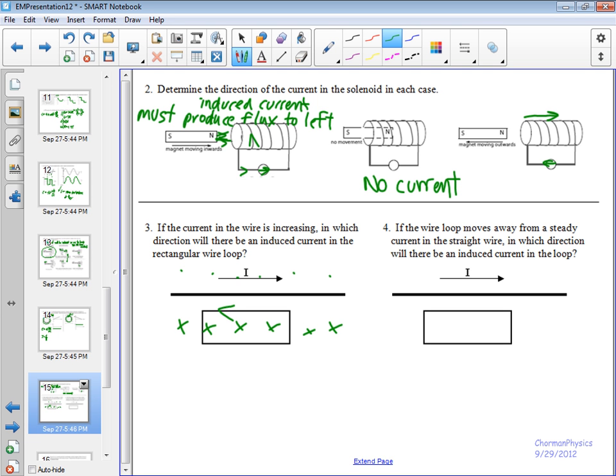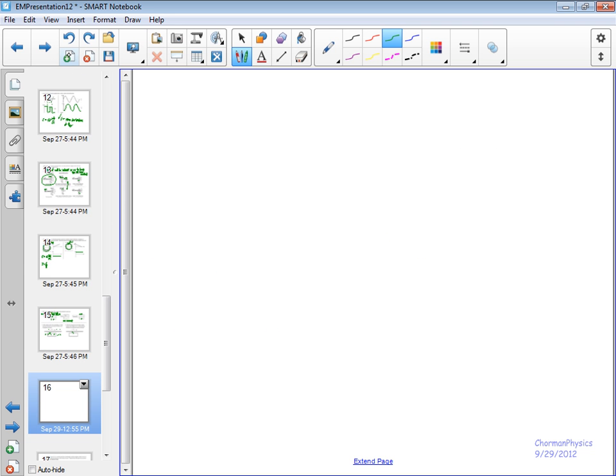Same thing over here, except that now the current is decreasing the magnetic field through the rectangular loop. That flux will also be decreasing, so you need to increase the magnetic flux into the board, and that's going to require current going this way. Again, we're going to go over these examples in class, but there are multiple steps here that you want to be paying attention to.